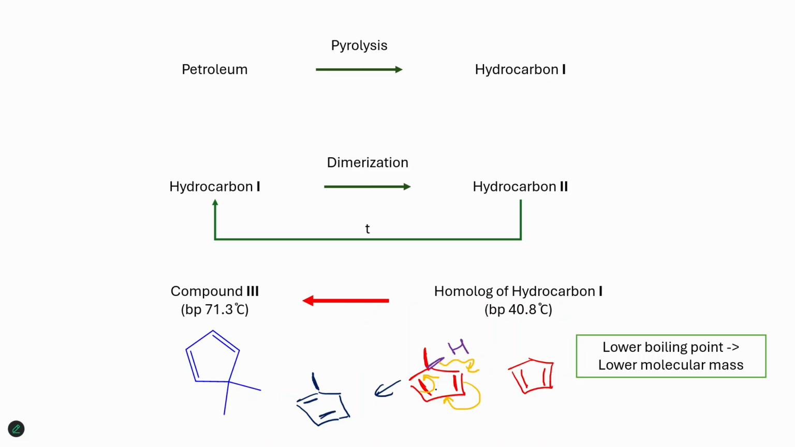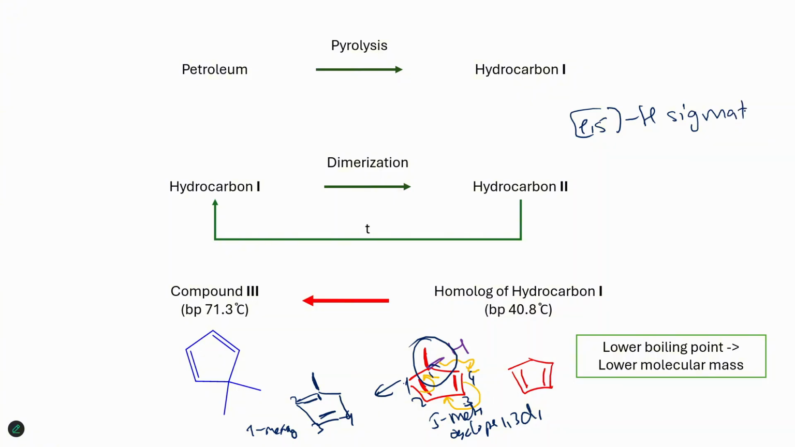We can name this 5-methyl cyclopenta-1,3-diene. We just number it 1, 2, 3, 4, 5, so it's a 1,3-diene with methyl in the 5th position. But this one is 1, 2, 3, 4. It's the same 1,3-diene but with a 1-methyl. This is called 1,5-hydride sigmatropic rearrangement. This is one class of pericyclic reaction.